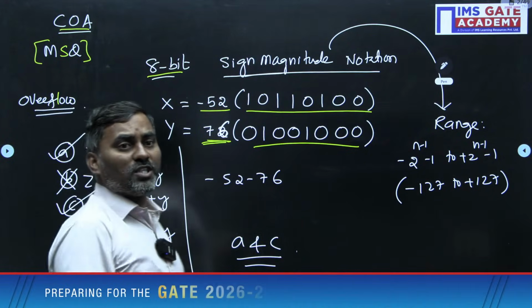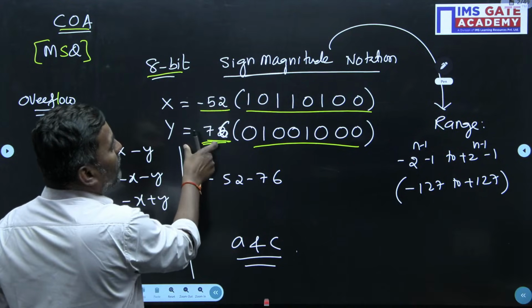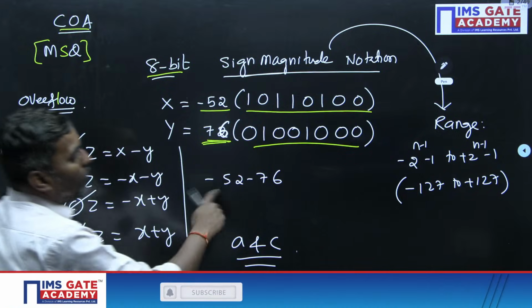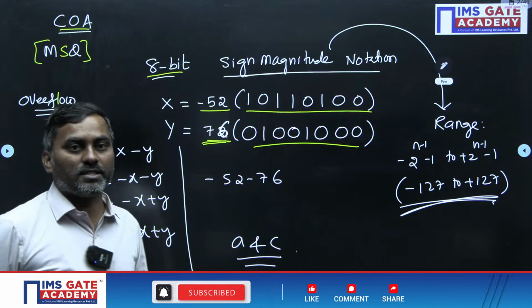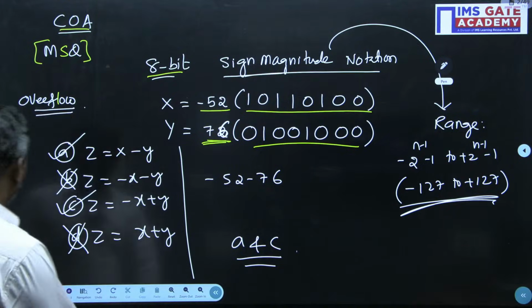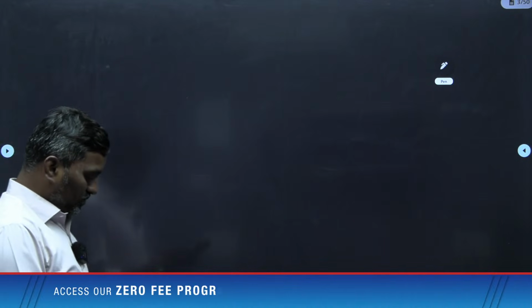Now the options may be changed, so you might have to check the values, where the x value is something, the y value is something, and operations are given. I have to always check this. If you know these ranges, answering this question becomes very easy. Yes, another question. Let me take some more questions we got.